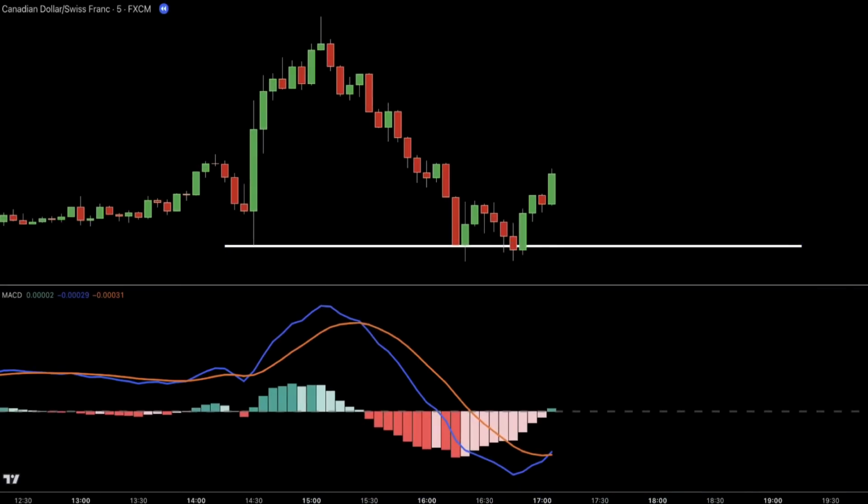Let's break down another powerful trade setup, step by step, using our proven strategy of combining liquidity sweeps, MACD crossovers, and top-down analysis. Looking at this Canadian dollar, Swiss franc 5-minute chart, here's what we see. The market hits a level and reverses, forming a key support zone. The price returns to this support level, breaks below it, and then reverses back up, closing above the support.